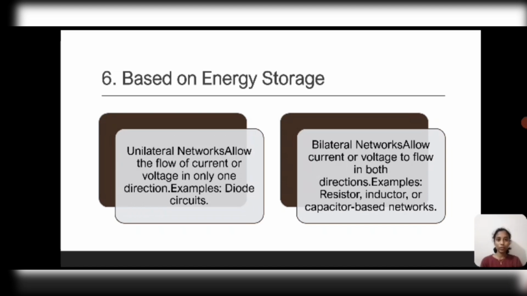Based on direction of flow, unilateral networks allow the flow of current or voltage in only one direction. For example, diode circuits. Bilateral networks allow current or voltage to flow in both directions. For example, resistor, inductor, or capacitor based networks.